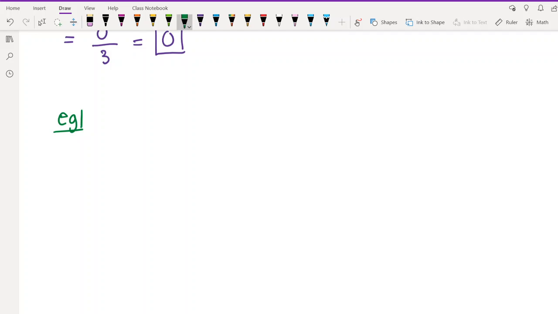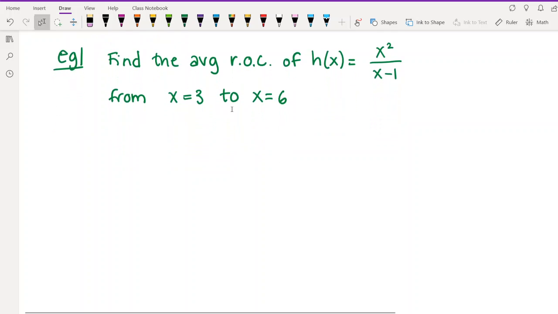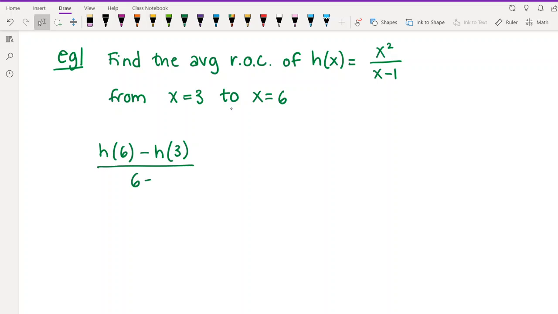Okay, so let's do one more example along these same lines, and then we'll look at one example that's a little bit different. So this next example, we're going to find the average rate of change of the function h of x is equal to x squared over x minus 1. And we're going to do that from x is equal to 3 to x is equal to 6. Okay, so what is this going to look like? Well, we're going to be doing h of 6 minus h of 3 divided by 6 minus 3.